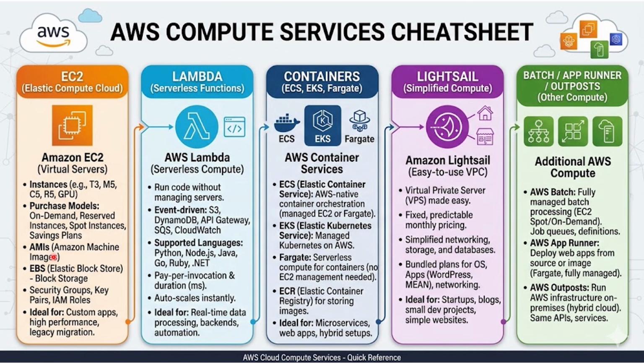Also, an EC2 instance doesn't live in isolation. It relies on AMIs, the Amazon Machine Images, to boot its OS configuration, mounts persistent EBS, or Elastic Block Store, storage, uses network interfaces for static VIPs, and to secure its boundary it uses security groups and IAM roles. It is ideal for legacy migration using lift and shift, for heavy monolithic applications, and custom database clusters where you require absolute hypervisor control.